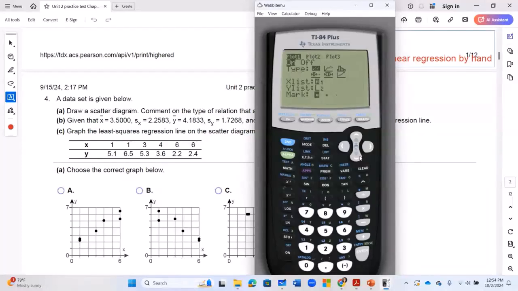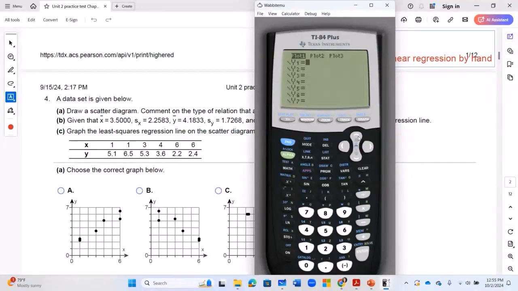So we are done because scatter plot is turned on. I have L1 and L2, and I want a scatter plot of what is in L1 and L2. But before I do that, I want to check my windows. Is there anything in my function? I'm going to go to Y equals. If there's an argument, I will second quit. If there is any equation there, I better take it off. Clear. All right, so I'm ready to do zoom 9.